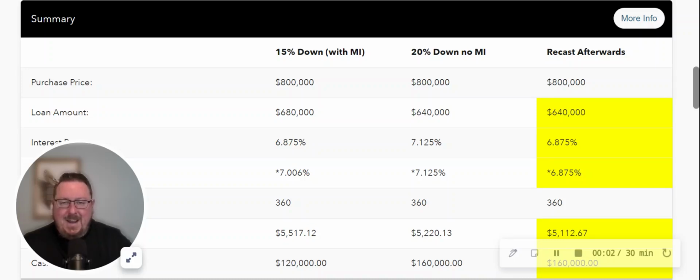Advantages and disadvantages of mortgage insurance and how to use it for your benefit.